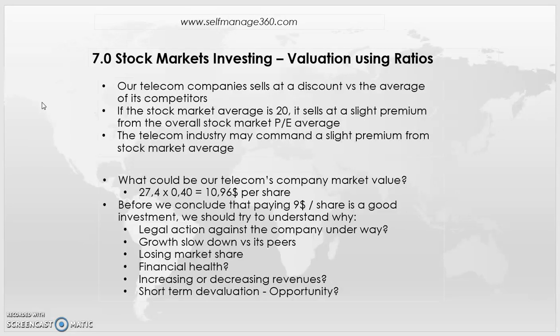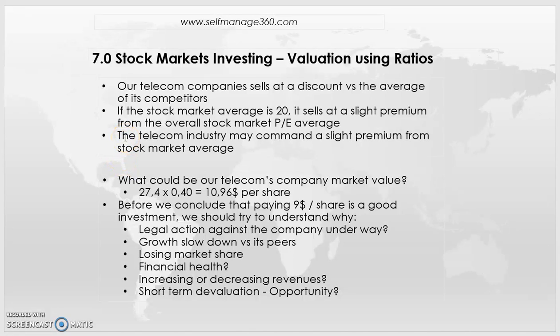If the stock market average is 20, it normally depends, but you can use 20 as an average overall stock market price to earnings. So the average price to earnings of every single company trading on the stock markets will be around 20. It will vary obviously, but 20 could be a target to use. So compared to the stock market average of 20, we're paying 22.4 for a company, so we're paying a slight premium of 10% compared to the overall stock market average.